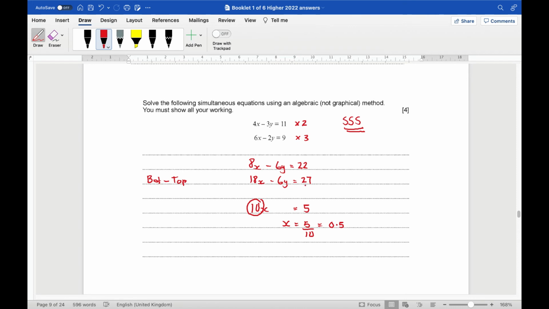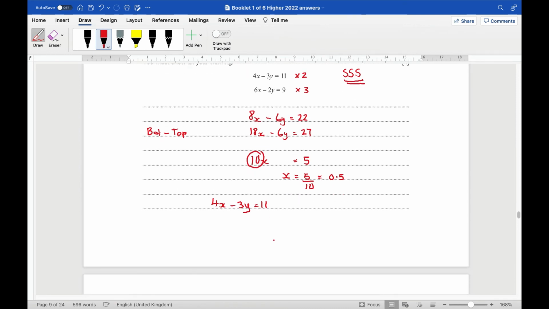This is what I'm saying. So we've done part 1, which is making them the same. Part 2, which is same sign subtract. Part 3, which is finding x. Part 4: copy one of the top equations. Let's go with the top one. But we now know that x is 0.5. So instead of x, we can substitute in there. And again, I always use brackets for substituting.